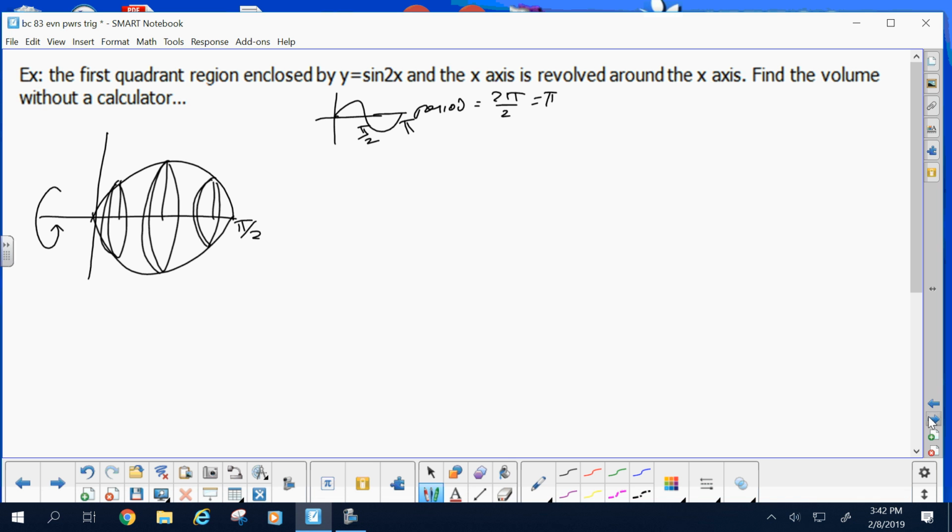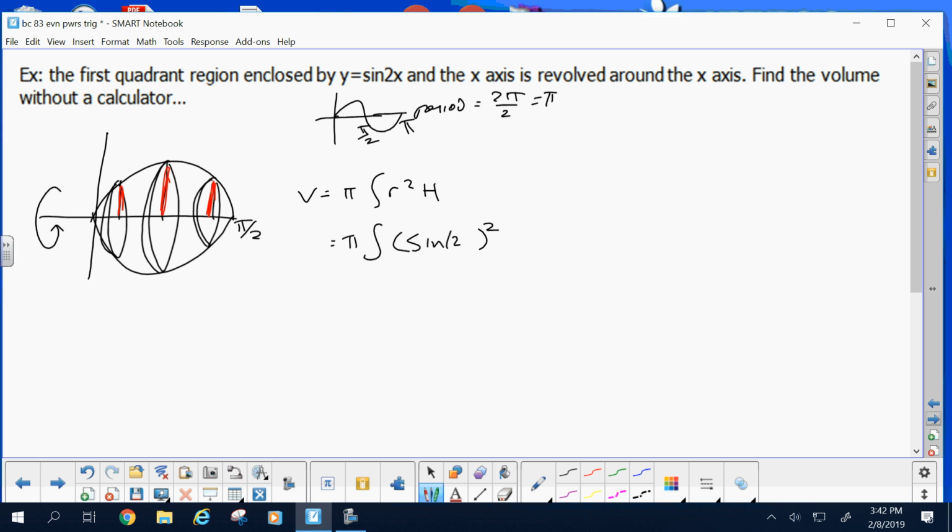Is that a disc or a washer, I ask you? Right, it is a disc. No hole in the middle. The region is right up against the axis. It's not a washer. So the volume is pi r squared h, and the radius seems like it's varying. Here's the radius, and here's the radius, and here's the radius. So it's tied to the function. So the radius is the function.